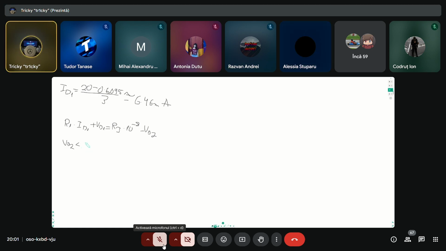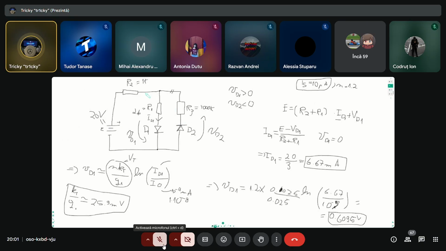Scuze, am o întrebare. Da, te rog. Deci, noi branch-ul acela nu luăm în considerare pentru că e în reverse bias dioda 2, nu? Da, exact. Ok, și acum la Kirchhoff am luat R3 ori IS pentru că tot din cauza asta, nu? Că e în reverse bias. Exact, da. So why we took the saturation current here, it's because this branch is basically, we don't take it into consideration. This diode is off. So this is the current that goes through it. It's very, very, very little.